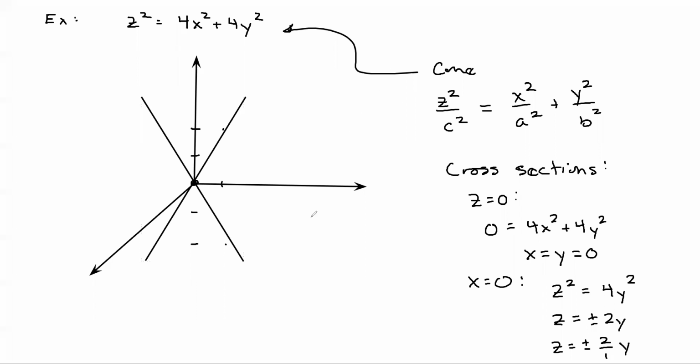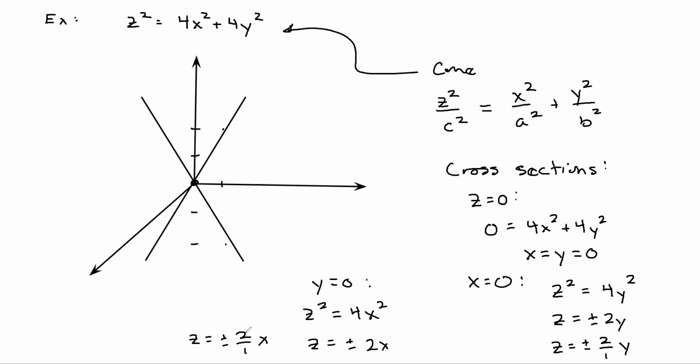Okay. And then we could do y equals 0. If we do y equals 0, we get z squared equals 4x squared. Then z equals plus or minus 2x, or z equals plus or minus 2 over 1 times x. So this is the same thing. This is 2 more lines.